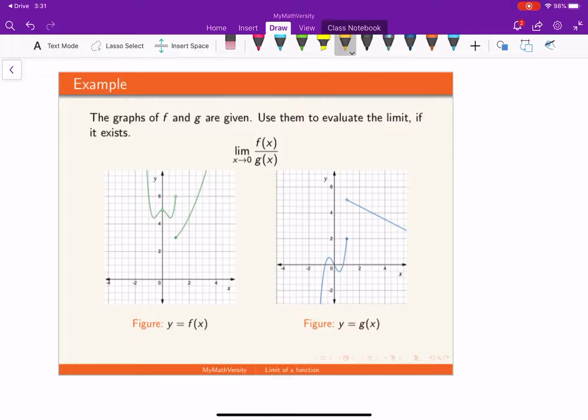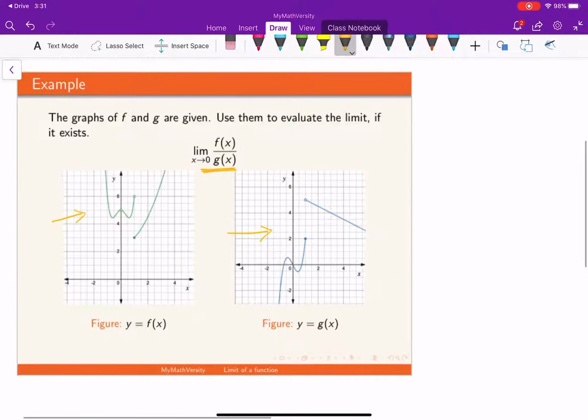We are given the graph of the function f by this green curve over here, and then the graph of the function g by the blue curve over here. We need to use this graph and see if we can evaluate the limit of this function given over here, the quotient of f and g, at 0. Okay, so let's try to see if we can find that.